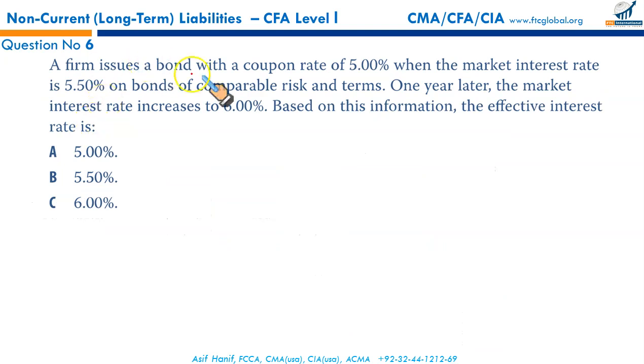A firm issues a bond with a coupon rate of 5% when the market interest rate was 5.5%. This is the market rate of interest on bonds of comparable risk and terms. One year later, the market interest rate increases to 6%.